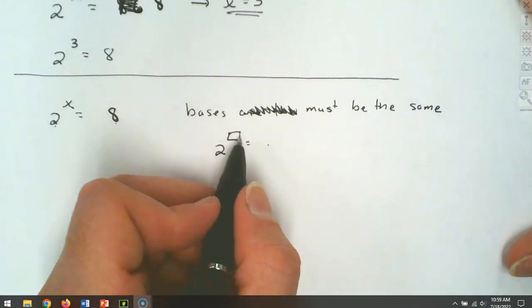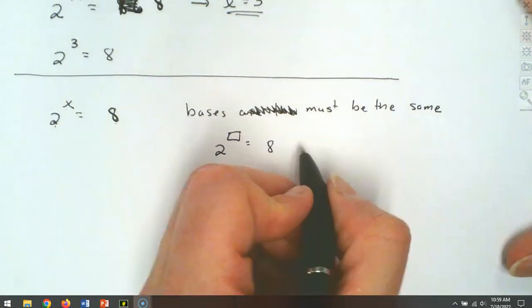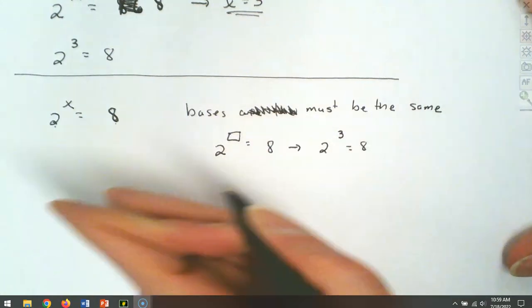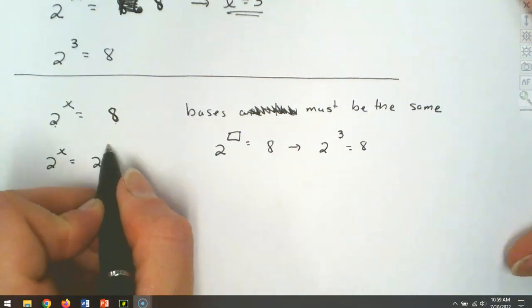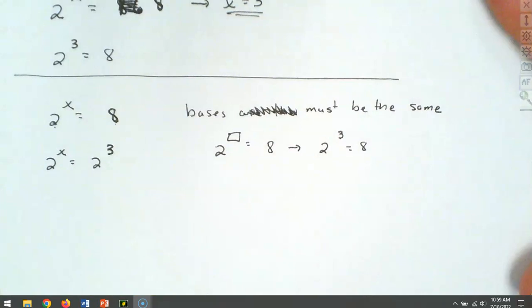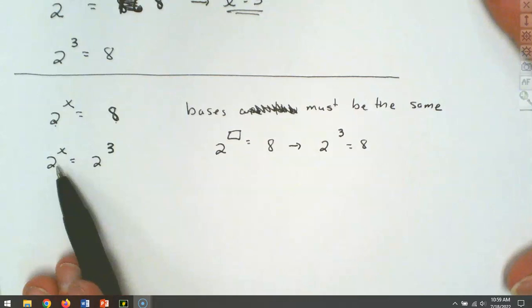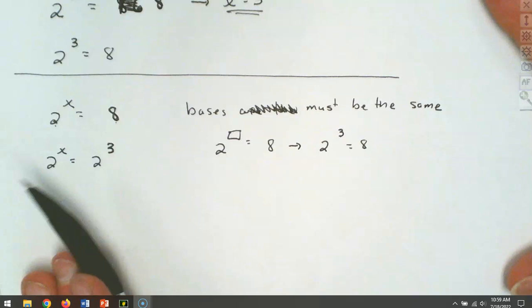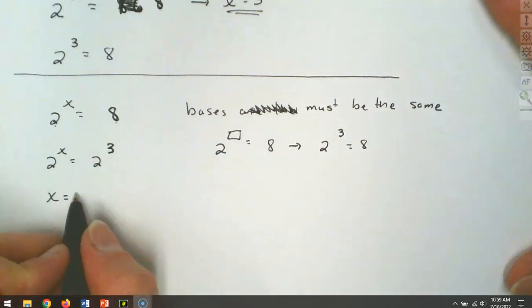So when we look at this, we want to raise 2 to some power to make it 8. And we know in this case, 2 cubed is 8, right? So 2 cubed is 8, and now look at them. Are the bases the same? Yes, the bases are the same, so the exponents have to be the same. Because we know that 2 cubed is 8. And so if the bases are the same, then the exponents are the same. So x must equal 3, right?